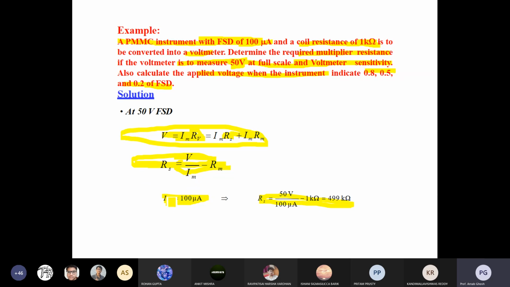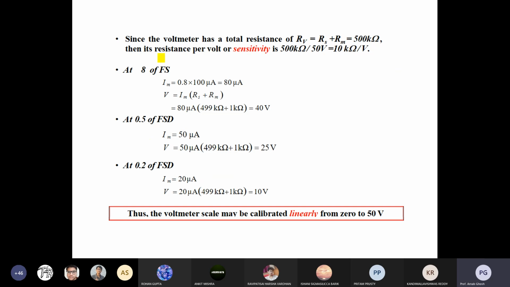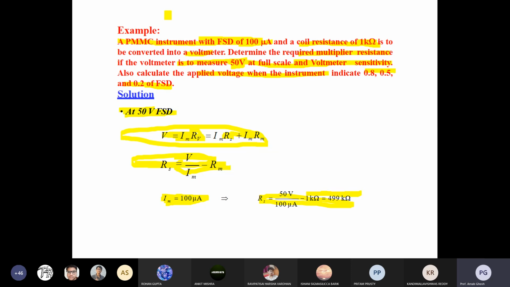Now we are replacing the value IM, which is already there, so you can find out RS for 50 volt FSD. Now we are changing that value. For 0.8 volt FSD, what is your current range? It was 100 microampere, the full scale current. Also calculate the applied voltage when the instrument indicates 0.8, 0.5 and 0.2 of FSD. We will find 0.8 FSD first.